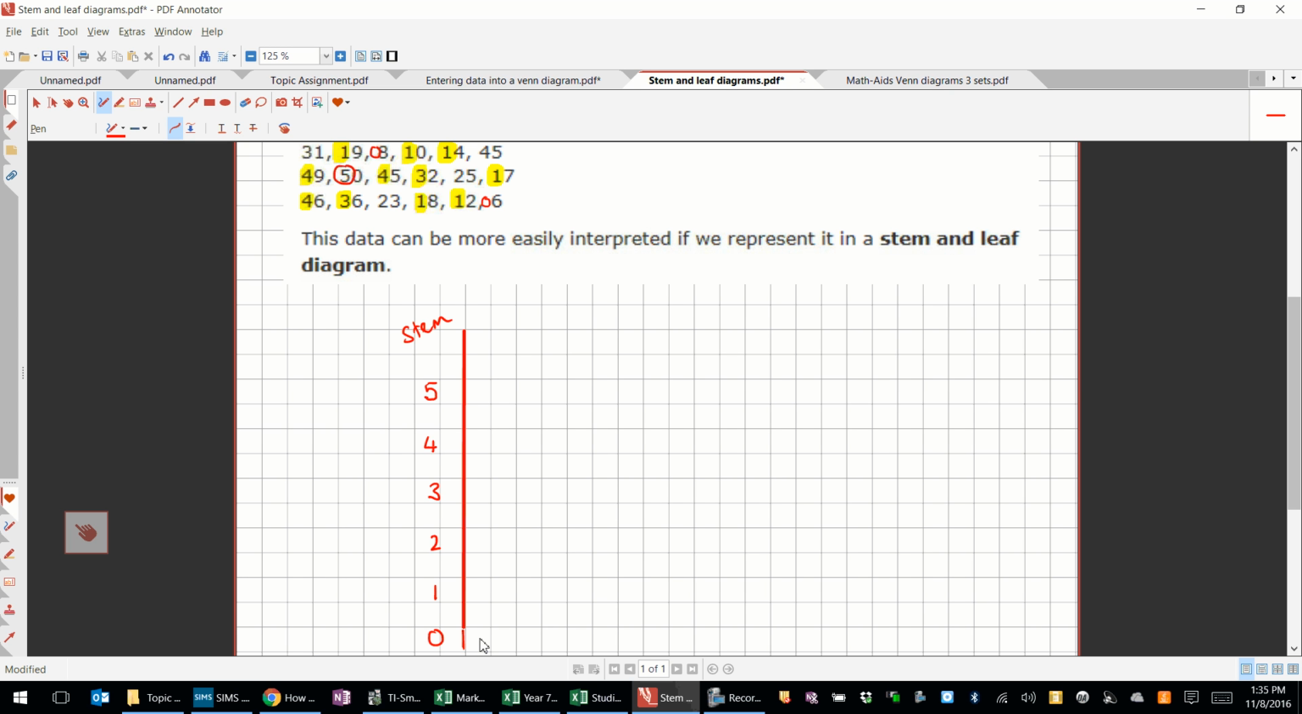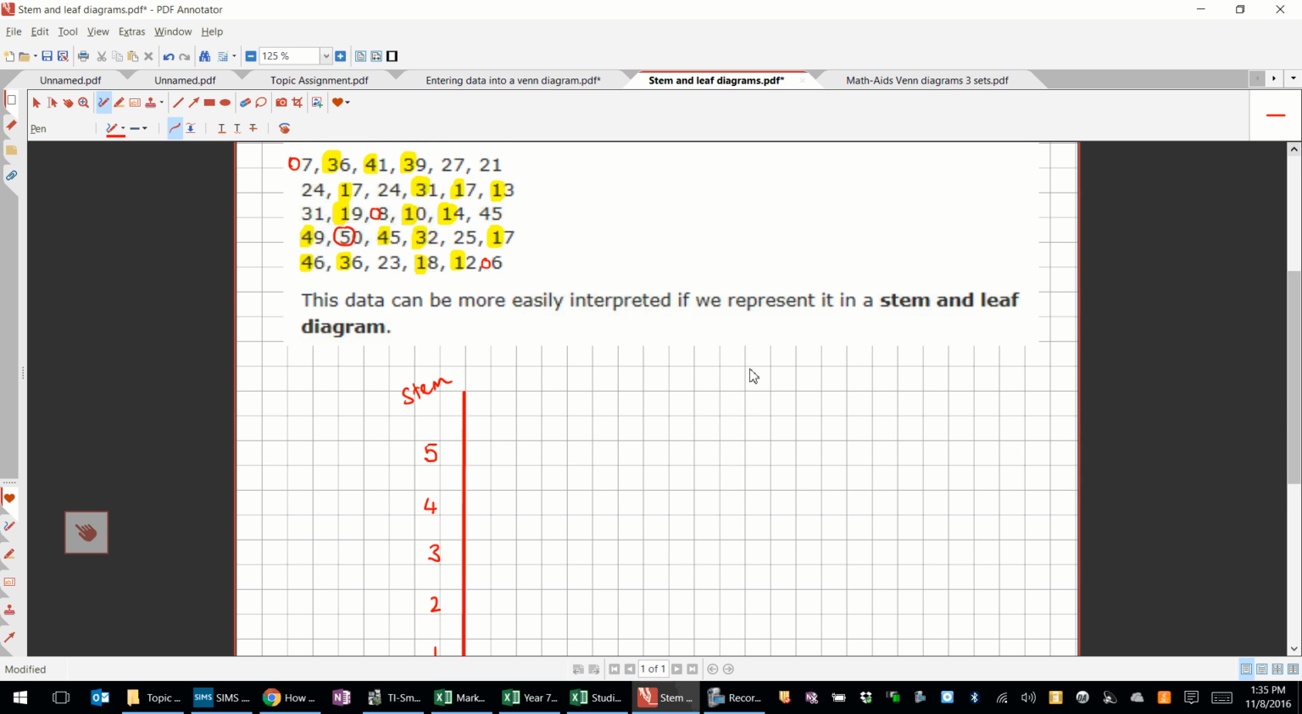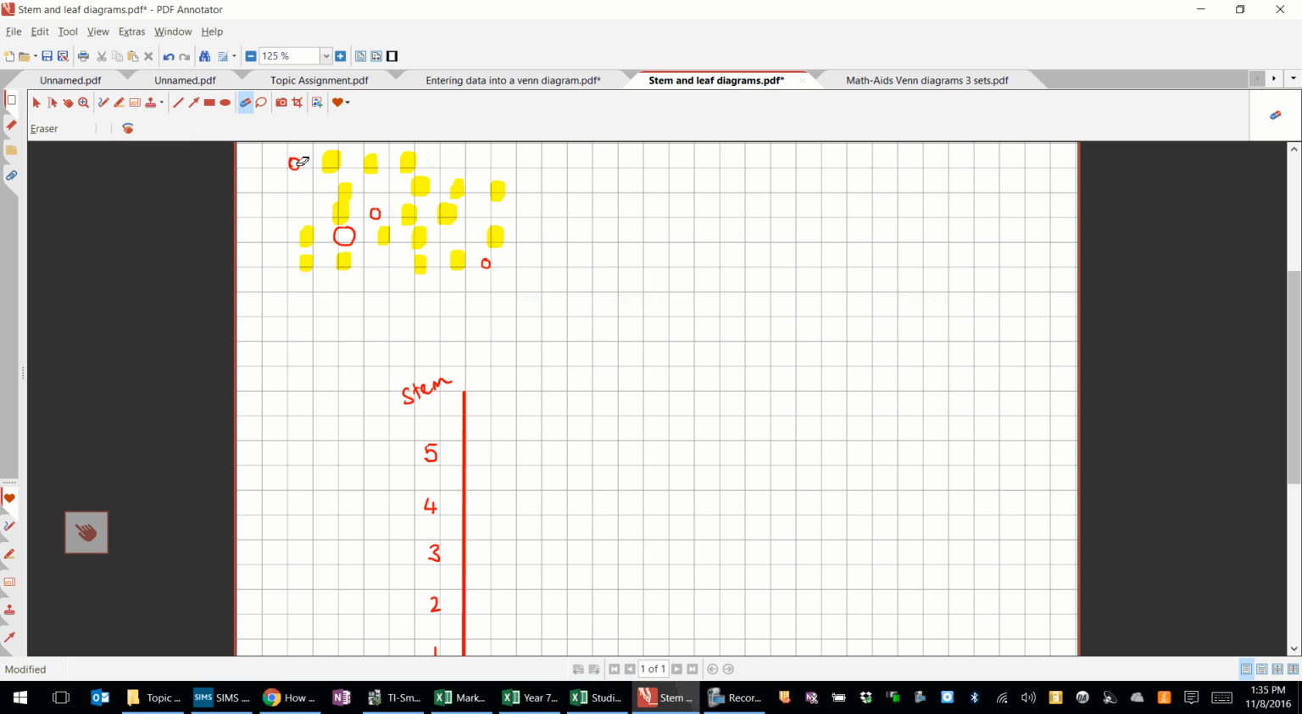Okay, so I've got my stems. What I've got to do now, like with tally charts, I go through all my numbers and I put them into my stem and leaf diagram. So my stem is sorted, okay, and then I put my leaves in. So I'm just going to do that.